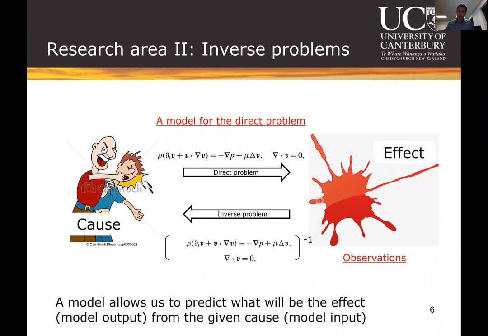On the other hand, if you're a forensic scientist, what you would like to be able to do is look at the blood stain and back calculate what happened before that. So this is the inverse problem, when you have the observation and you try to understand the cause. In order to solve such an inverse problem, you need a model, which is what we've got here, described by the Navier-Stokes equation, and you need observations. I'll come back to that a bit later when I talk about a couple of specific projects.